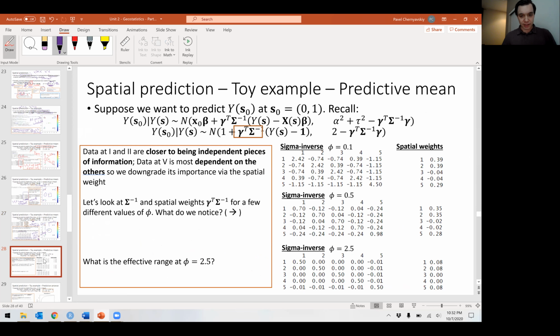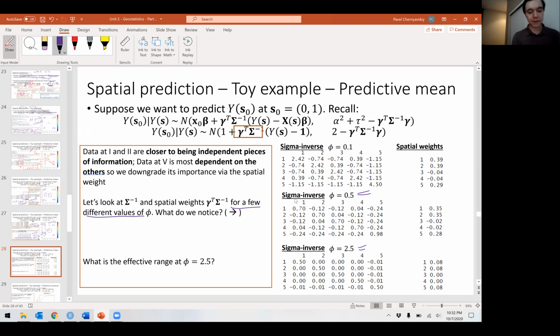It's just going to be a struggle today, guys. Let's take a closer look to that sigma inverse. So I'm running the sigma inverse for a few different values of phi. So a value of phi of 0.1, a value of phi of 0.5, that's how data were generated, and a value of phi of 2.5.